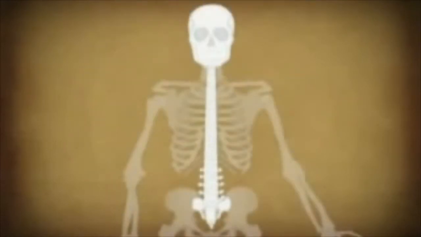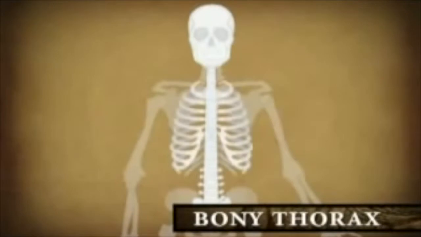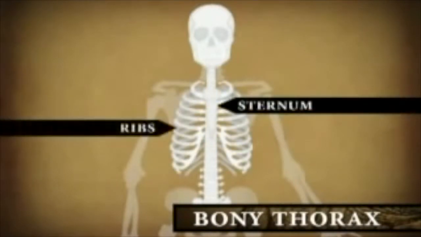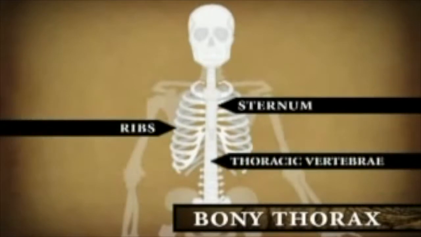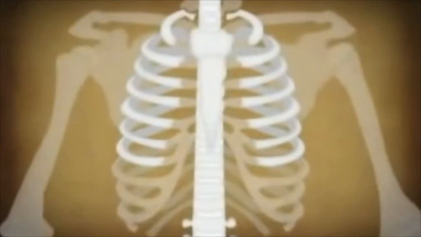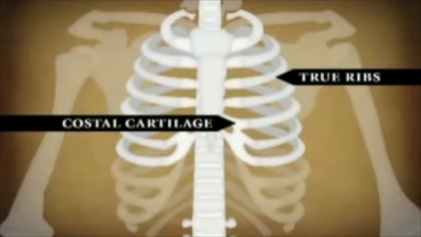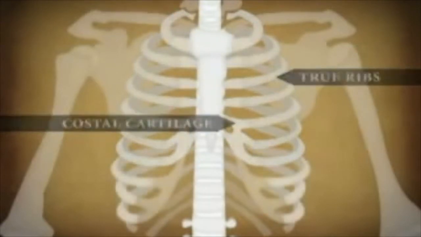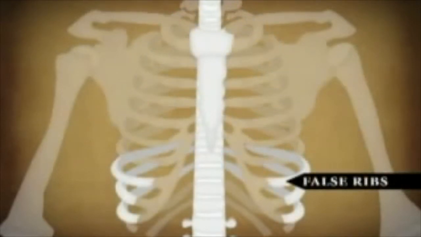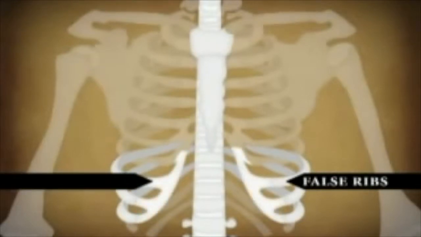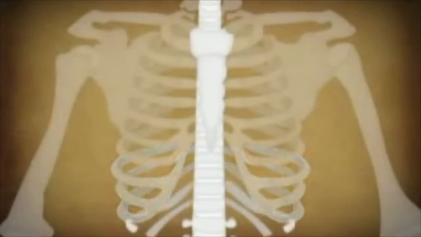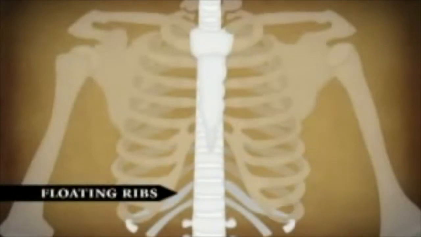The third component of the axial skeleton is the bony thorax or rib cage, which consists of the sternum or breastbone, the ribs, and the 12 thoracic vertebrae mentioned before. The first 7 ribs on each side are called the true ribs because they connect directly to the sternum through short pieces of cartilage called costal cartilage. The next 3 are called the false ribs because each is connected to the cartilage of the rib above it rather than directly to the sternum. The remaining 2 floating ribs don't connect to the sternum at all.